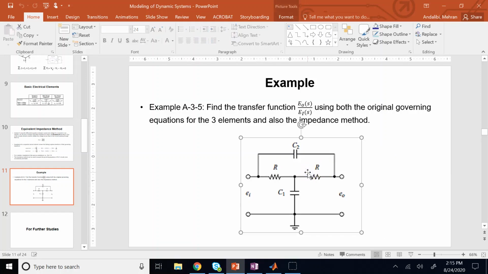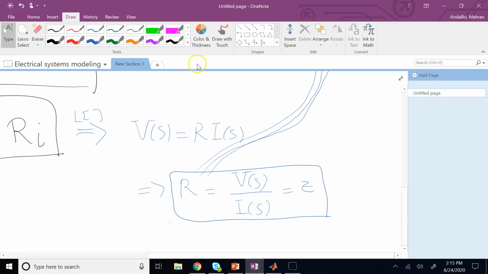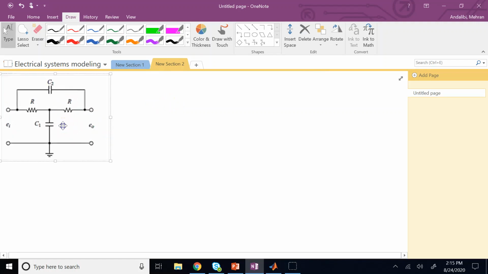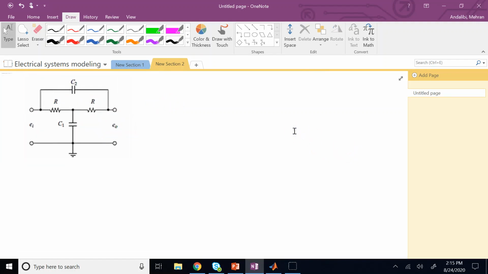So let's take the circuit and then find the transfer function. So here is the circuit, and again remember that the goal here is to find EO of S over EI of S. So first we go according to what we learned from electric circuits: Kirchhoff's current law, Kirchhoff's voltage law, and then the governing equations for a capacitor and a resistor.